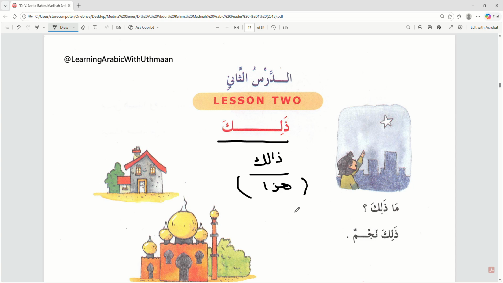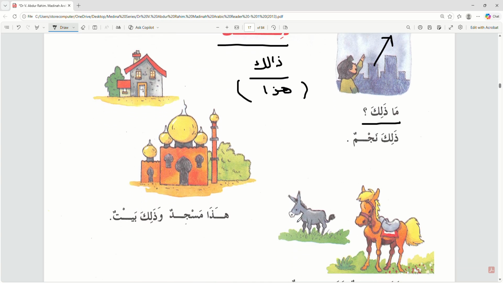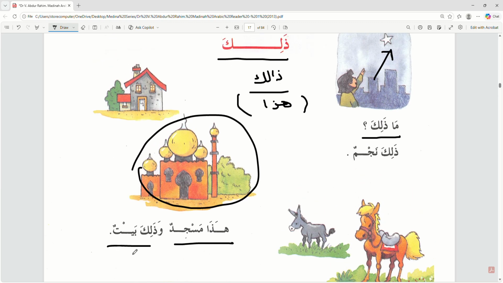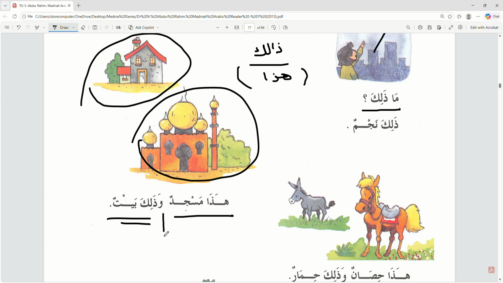Okay, let's begin. ما ذلك? What is that? ذلك نجم. That is a star. هذا مسجد. وذلك بيت. This is a masjid, and that is a house. New word we learn here is wa. Wa means and. Wa.